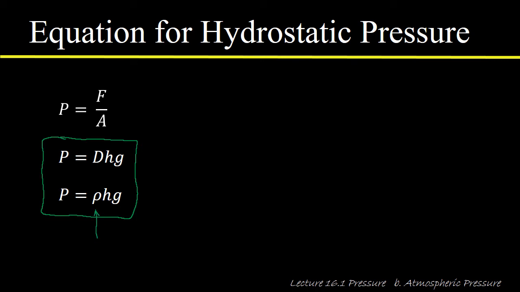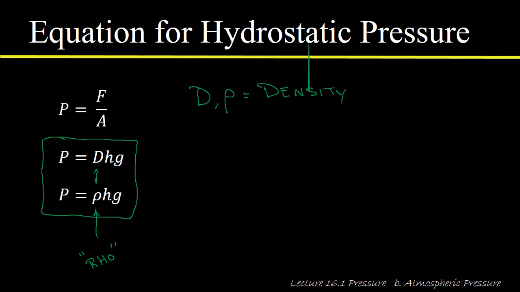This little symbol that looks kind of like a cursive P is actually the Greek letter rho, and physicists like to use rho for density. So you can see in these two equations, we've got D density times hg, or rho hg. Different textbooks write it different ways. They mean the same thing. So in this equation, D or rho is just the density of the fluid.